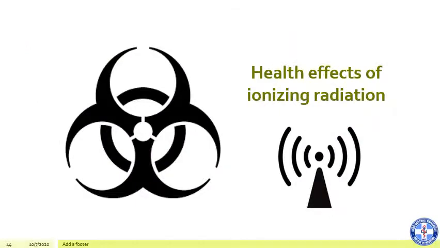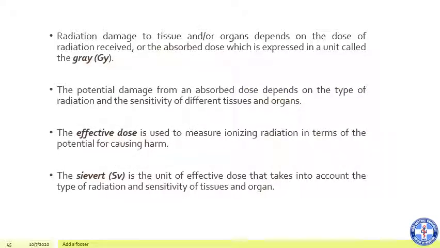Let us now talk about the health effects of ionizing radiation. Radiation damage of tissue and organs depends on the dose of radiation received, or the absorbed dose, which is expressed in a unit called gray. The potential damage from the absorbed dose depends on the type of radiation and the sensitivity of different tissues and organs. The effective dose is used to measure ionizing radiation in terms of potential for causing harm, and we have the sievert, which is the unit of effective dose that takes into account the type of radiation and sensitivity of tissues and organs.